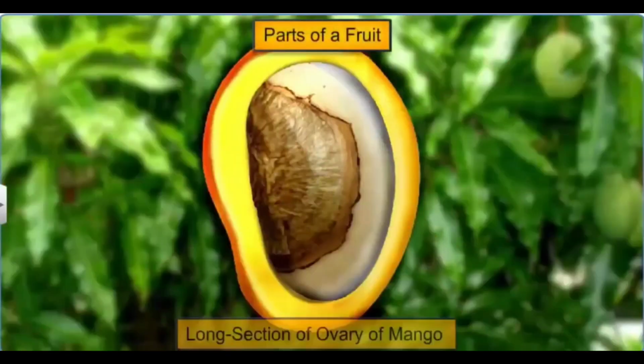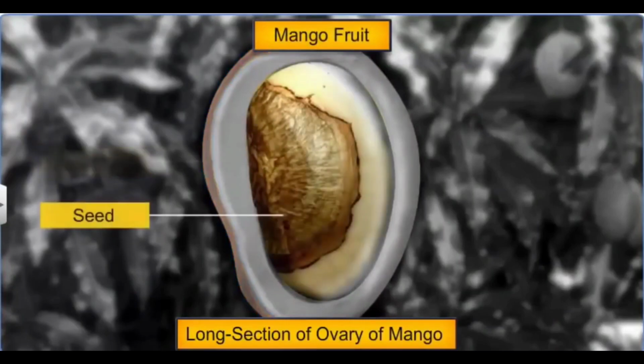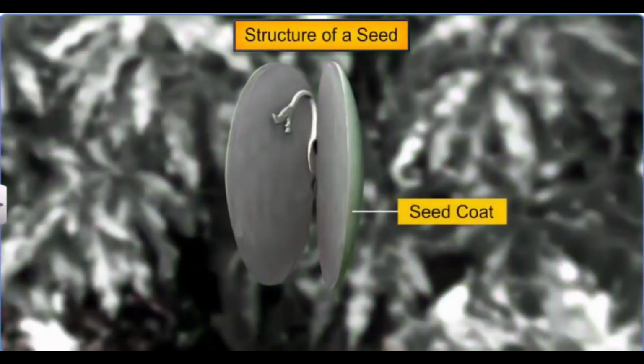If you cut open a fruit, you will see that it is made up of two parts, the pericarp and one or more seeds. The pericarp is the fruit wall that develops from the walls of the ovary. The seed, the second part of the fruit, is actually a fertilized ovule. Typically, a seed is enclosed in a tough outer protective covering called the seed coat, which is actually the hardened integument of the ovule.